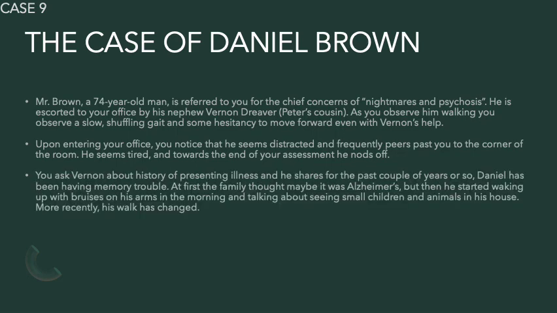You ask Vernon about history of presenting illness, and he shares that for the past couple of years or so, Daniel has been having memory trouble. At first, the family thought maybe it was Alzheimer's, but then he started waking up with bruises on his arms in the morning and talking about seeing small children and animals in the house. More recently, his walk has changed. Our doctors think it's late-onset schizophrenia. What do you think is going on?